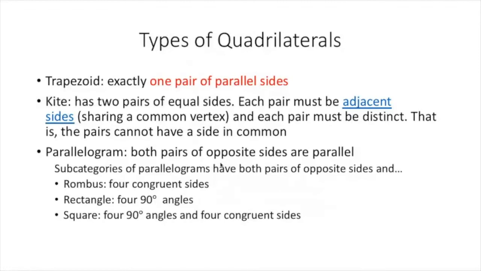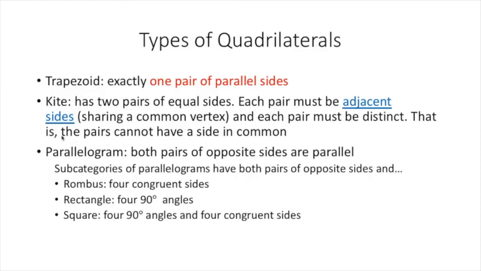Let's talk about quadrilaterals for a little bit. So here's some types. We have a trapezoid that has exactly 1 pair of parallel lines. You have a kite, and that has 2 pairs of equal sides, and that means same length. And those sides have to be adjacent to each other. It means they're touching, they share a common vertex, and each pair of those has to be distinct, okay?